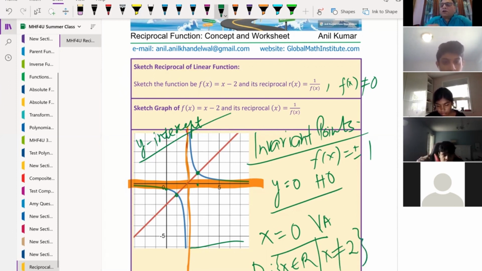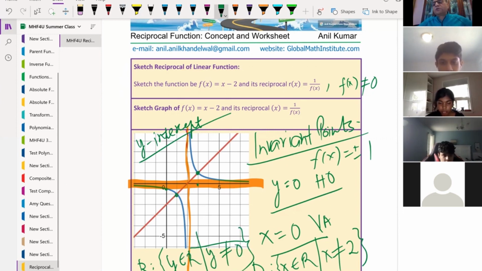Range. Range is all real numbers except y equals to 0, right? So we'll write range. So range is what? Range is y belongs to real numbers so that y is not equal to 0. Is this clear to you? For all reciprocal functions, range is going to be what I have written just now. Is that clear? Except for one, I'll give you the exception also. Yes. We'll move on and take up the quadratic function now.